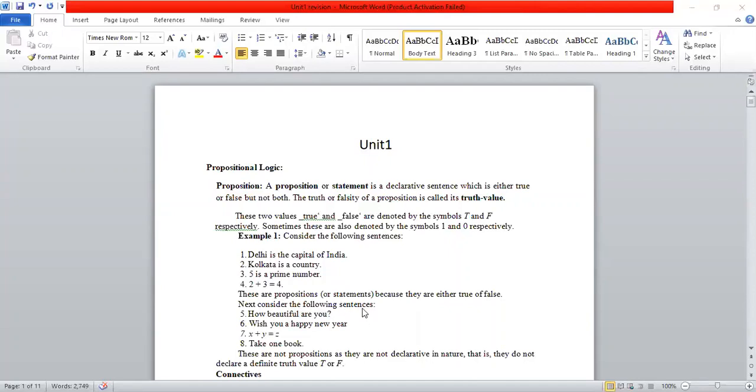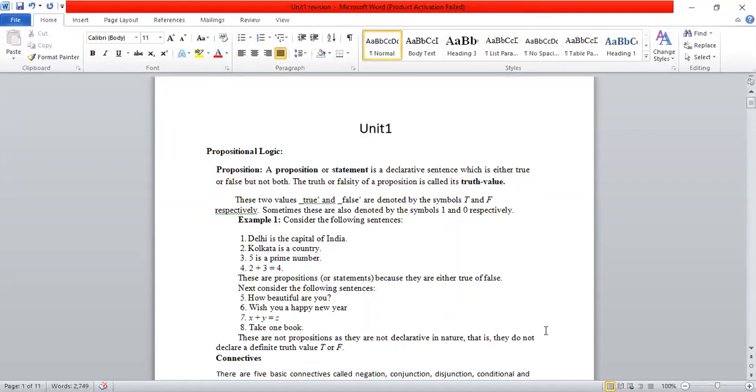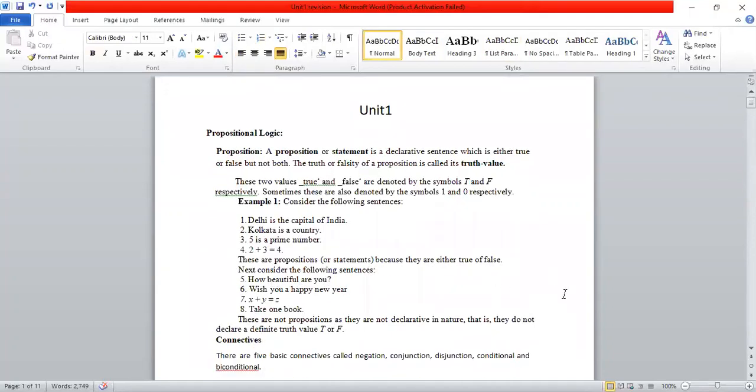Next, consider the following sentences. How beautiful are you? Wish you a happy new year. X plus Y is equal to Z. Take one book. These are not propositions as they are not declarative in nature. A statement which is either true or false is known as a proposition.